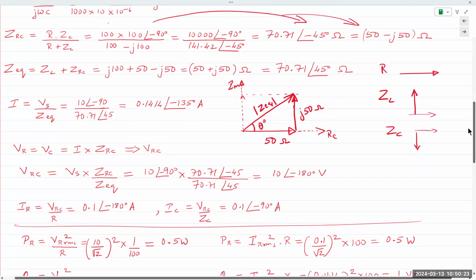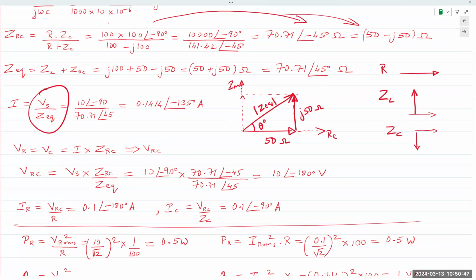So we found ZEQ. From this point, we can find everything else, right? Once you find ZEQ, you can apply voltage division, Ohm's law, or current division, and find the voltage and the current for all of the components using any combination of the equations that we have learned. Here I would apply Ohm's law and find the total current I being supplied by the source, simply Vs over ZEQ. I has a value of 0.1414 with an angle of minus 135. Keep this number in mind.